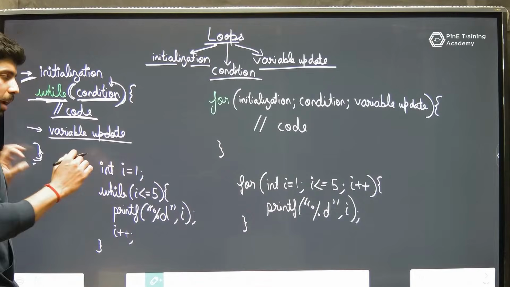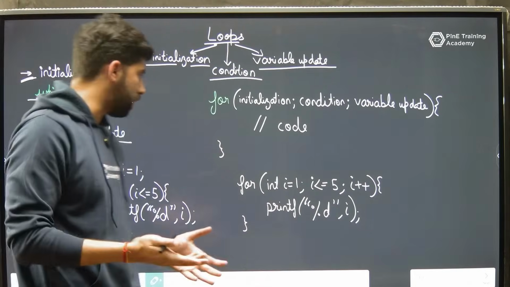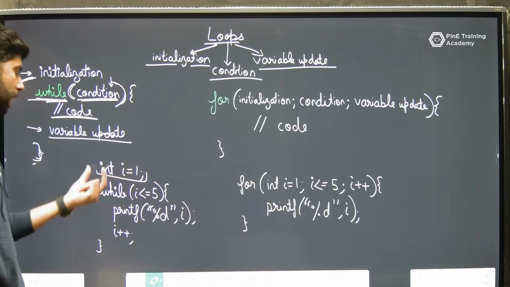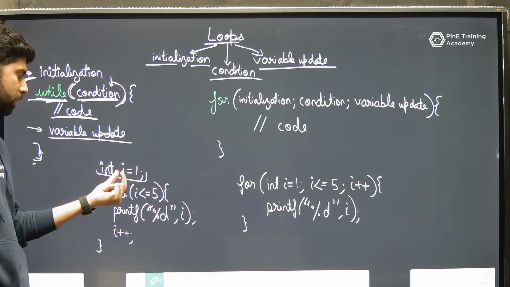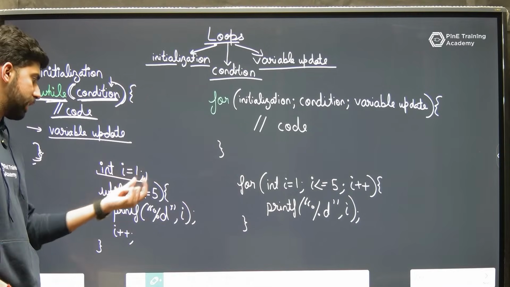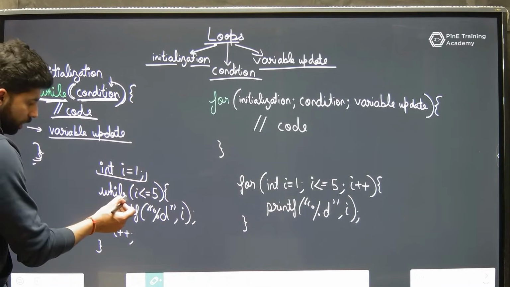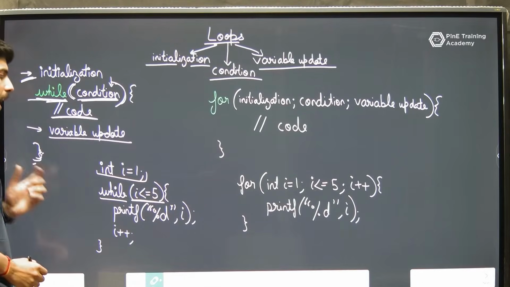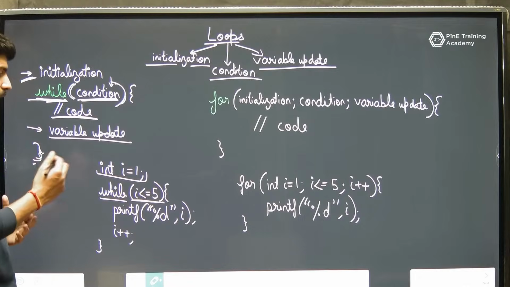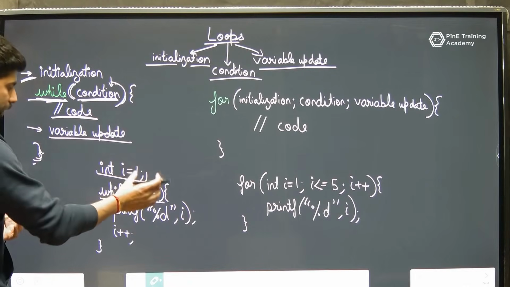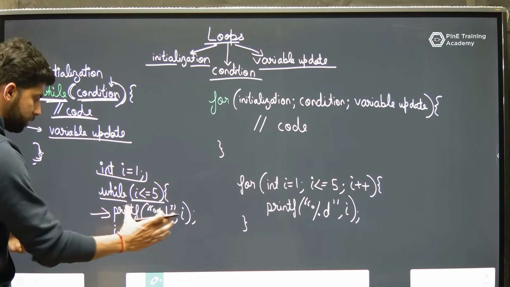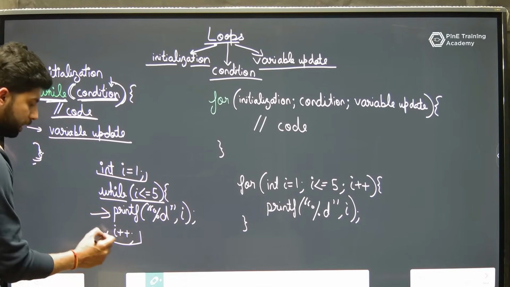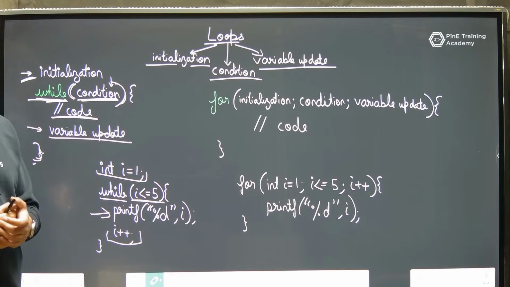Example, suppose I need to print the numbers from 1 to 5 for now. Here is the initialization, where I am initializing a variable i to 1, because I want to start from 1. Next, we have the while loop. Inside the while loop, I have a condition, i less than equals to 5. After this condition, I have written a piece of code which I want to run again and again, and here is the variable update, i plus plus.